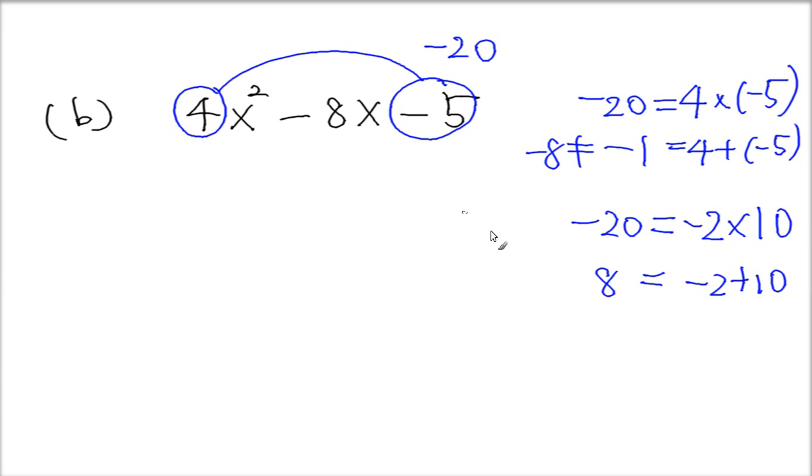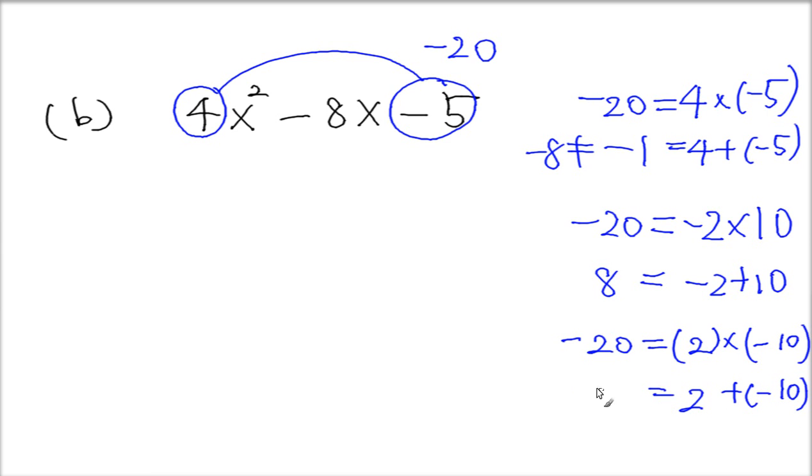Well, the numbers are similar. The only difference is the sign. So this is good, in fact, because on the third try, we can just change the signs of these numbers. Change negative 2 to positive 2. Change positive 10 to negative 10. See what happens. 2 times negative 10 is, in fact, negative 20. And 2 plus negative 10 is negative 8. And this is the number we wanted. So this is the pair of numbers we were looking for.